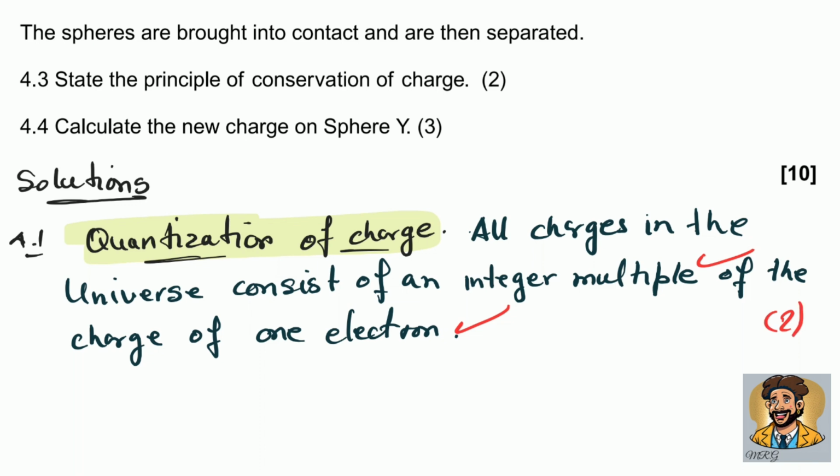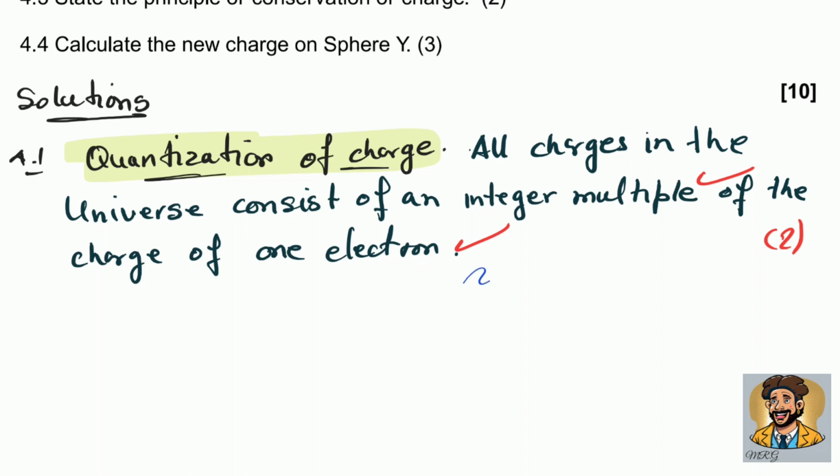But note something, this is nothing other than the formula for charge equal to the number of electrons multiplied by the charge of one electron. That is what we call charge quantization, and it's given to you guys. So let's go to question 4.2.